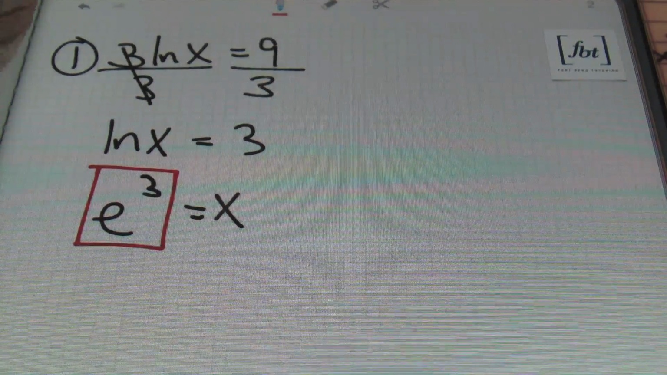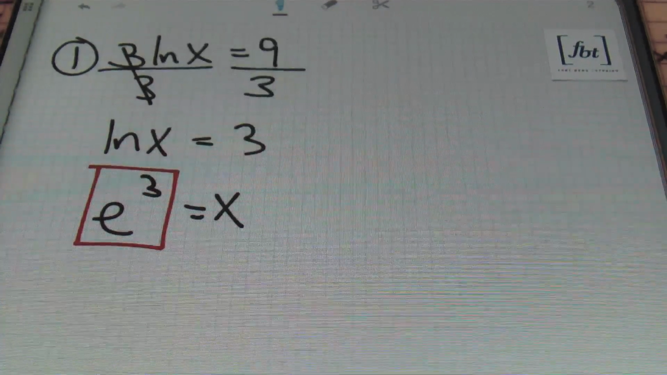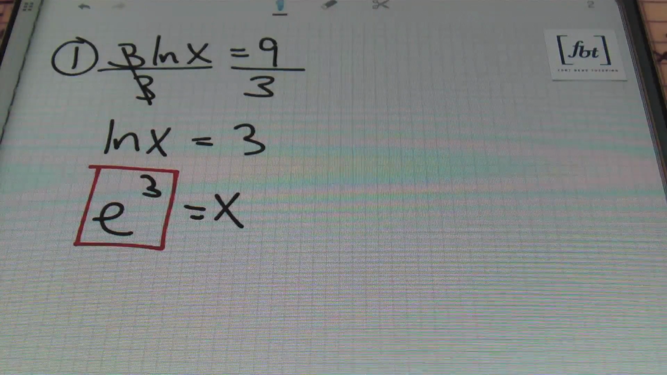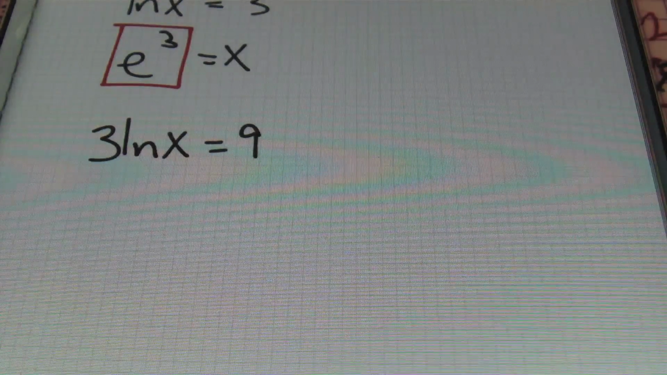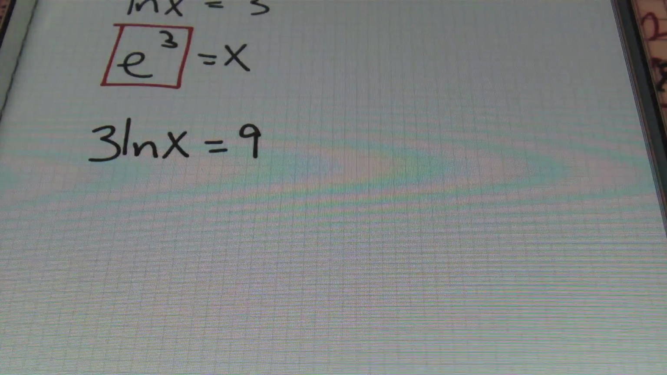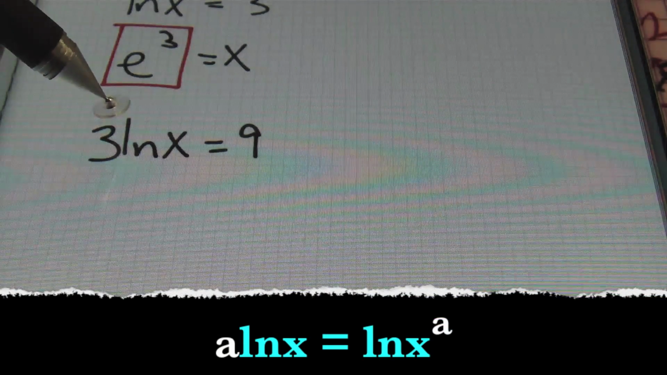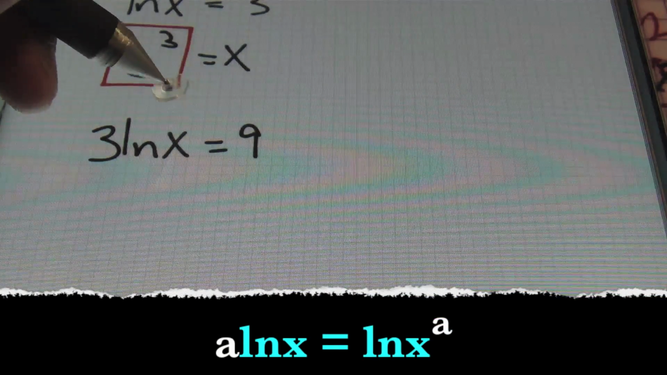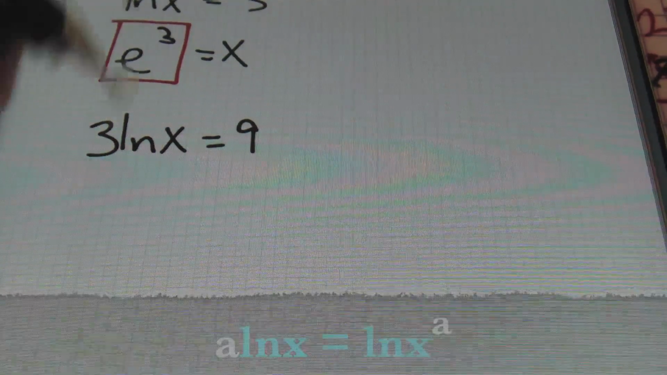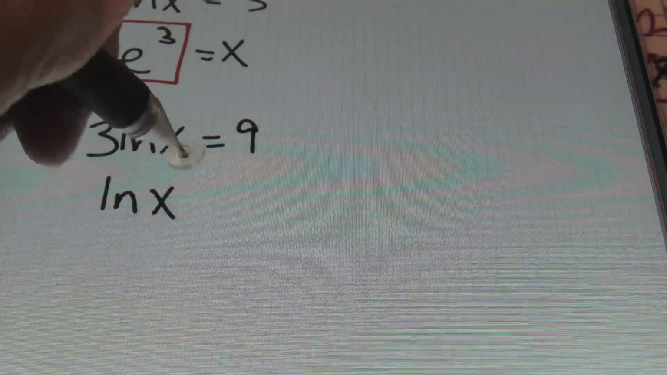Now that I'm thinking about it, there's a couple of other ways to attack the problem, so I'm going to go ahead and show you. Let's say, once again, that we have the problem 3 times the natural log of x equals 9. One rule that you should know from your logarithmic properties is that anytime you have a coefficient in front of your logarithm, you can make that an exponent. So I could rewrite this as the natural log of x to the third power equals 9.